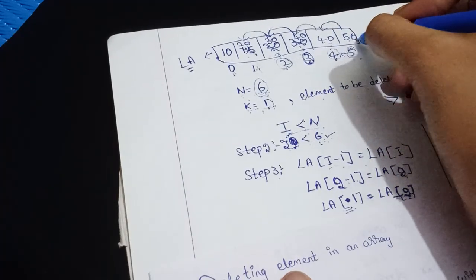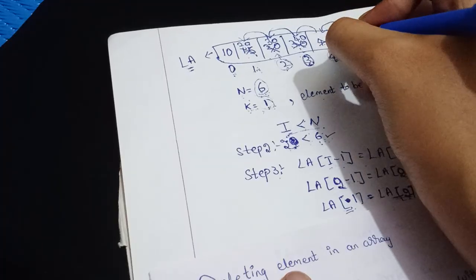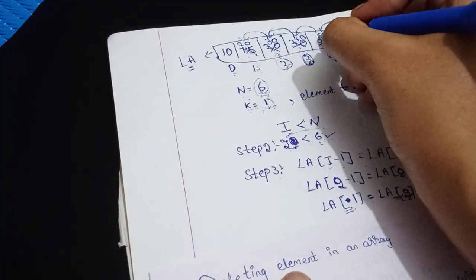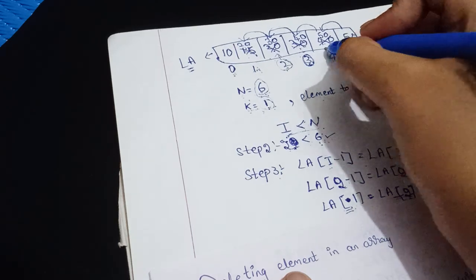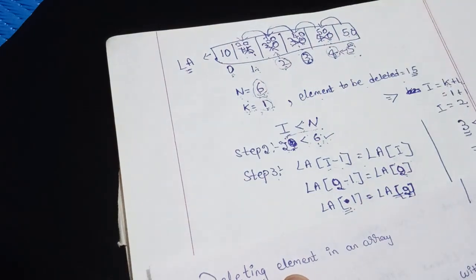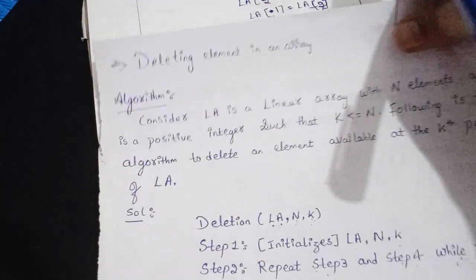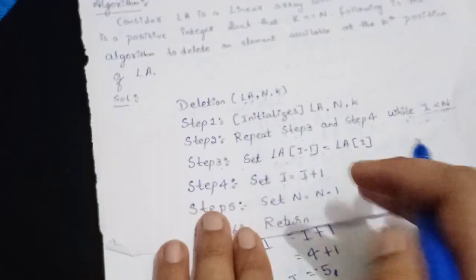So what element I have? 50. So 40 will not be saved. The new element which will be saved is 50. So 50 will be saved in this position 4. So this is done, girls. And then after doing this, step 4 we need to follow.